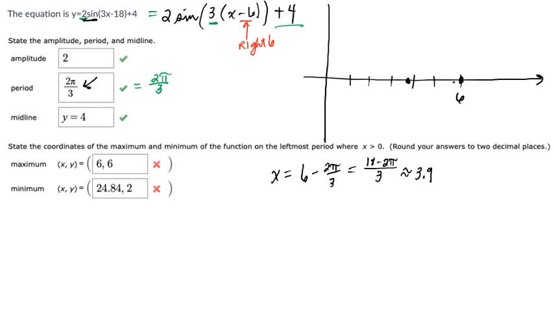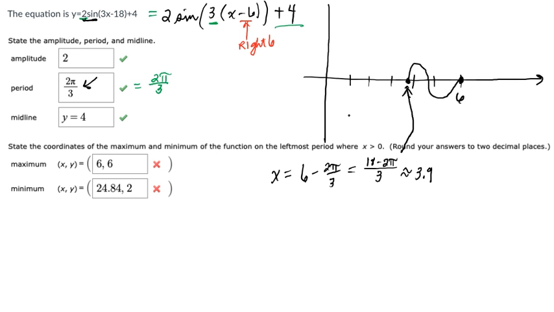So we have one full cycle going on from here to here. Now it has an amplitude of 2 and has been shifted up 4, but I'm not incorporating that stuff yet. Okay, I'll come back to that. So this is the, right there, that's that number, (18 minus 2 pi) all over 3.